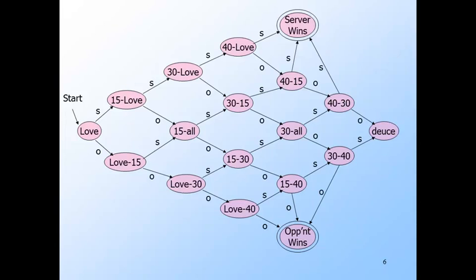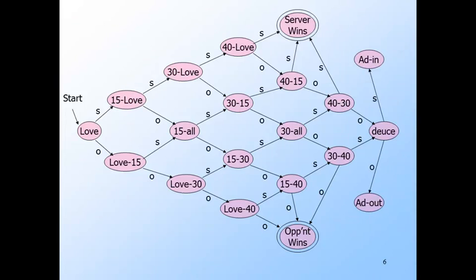Now let's look at the state 40-30. If the server wins the next point, they've won the game. But if the opponent wins, then the game is tied. The name for this state is deuce. The deuce state is quite interesting. It remembers that the game is tied, but it remembers neither the sequence of wins and losses of points, nor even how many points have been played. And the 30-40 state is handled similarly.